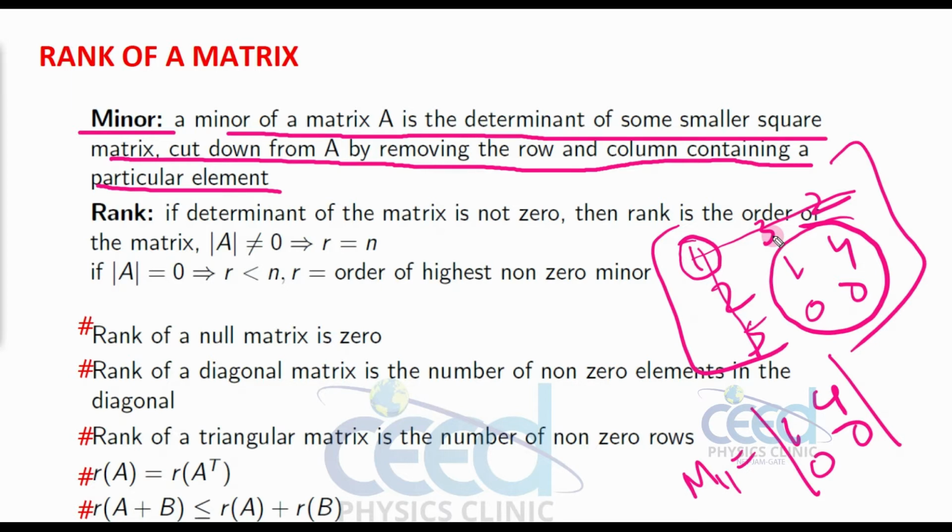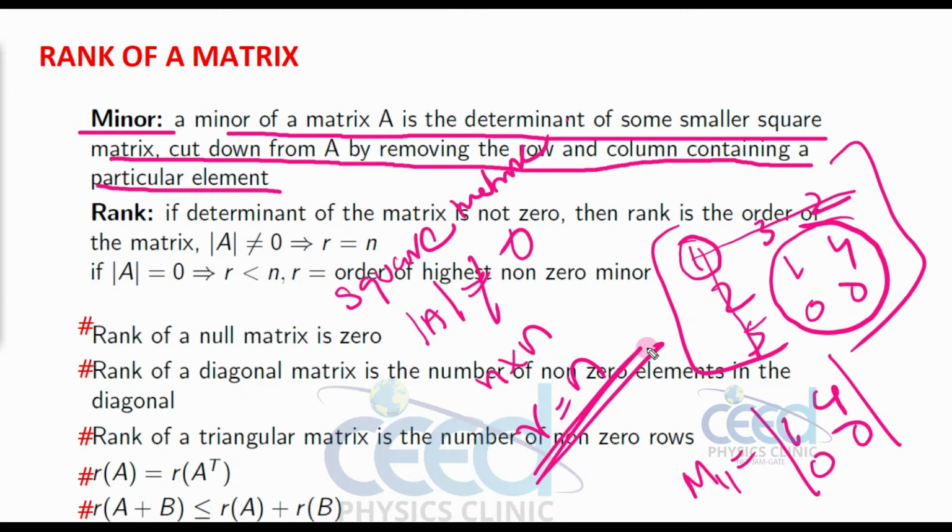Suppose you consider a square matrix whose determinant A is not equal to 0. I am specifically saying this for a square matrix. Once determinant A is not equal to 0, its order is equal to its rank. Suppose it is an n cross n matrix, then its rank is equal to n. So that is the condition.